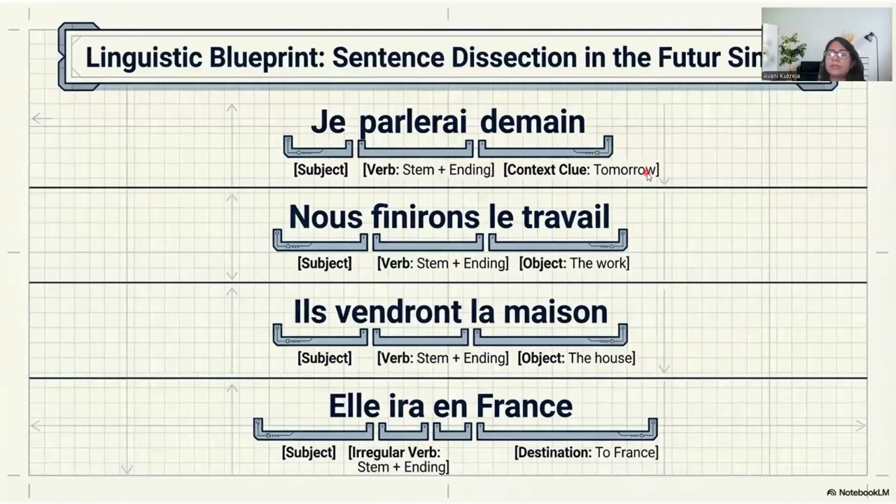So what does this mean? Je parlerai demain. I will speak tomorrow. Correct. Nous finirons le travail. We will finish the work. Ils vendront la maison. It's not vendre, sorry, they will sell. Ah, they will sell the house. Elle ira en France. She will go to France. Very good. Correct.